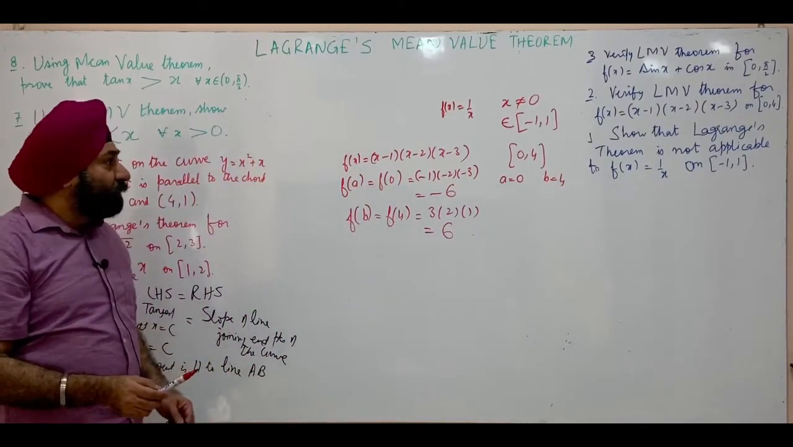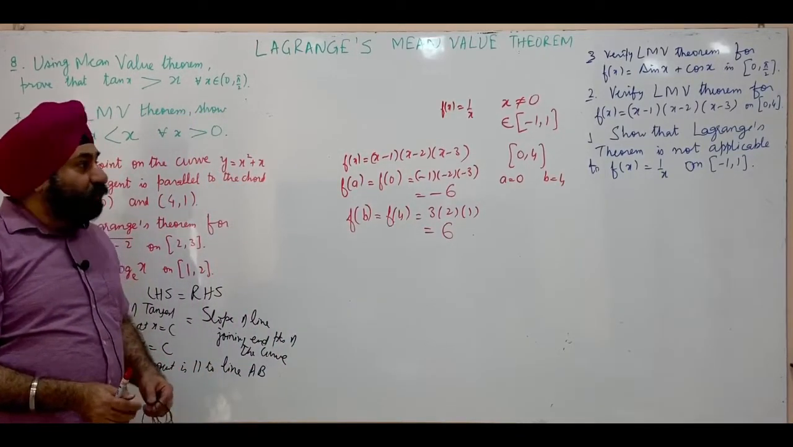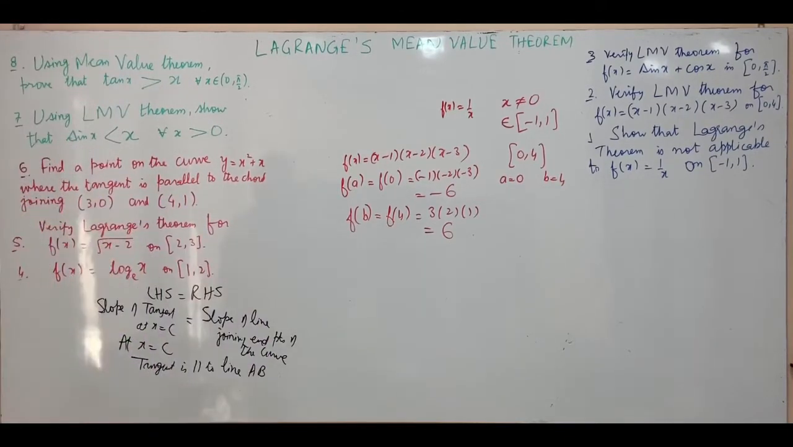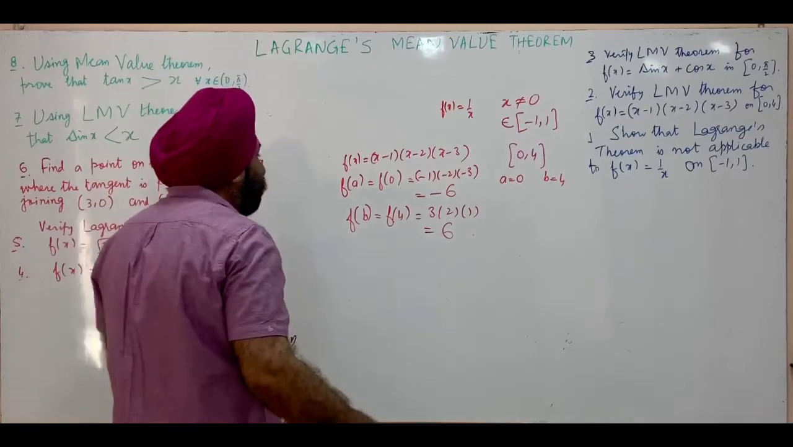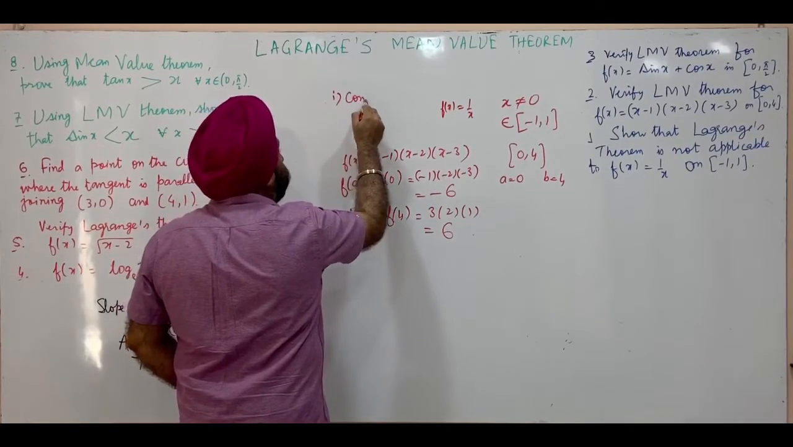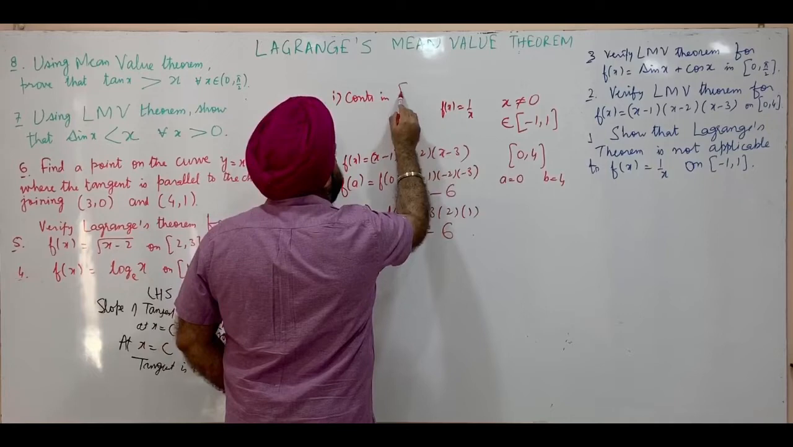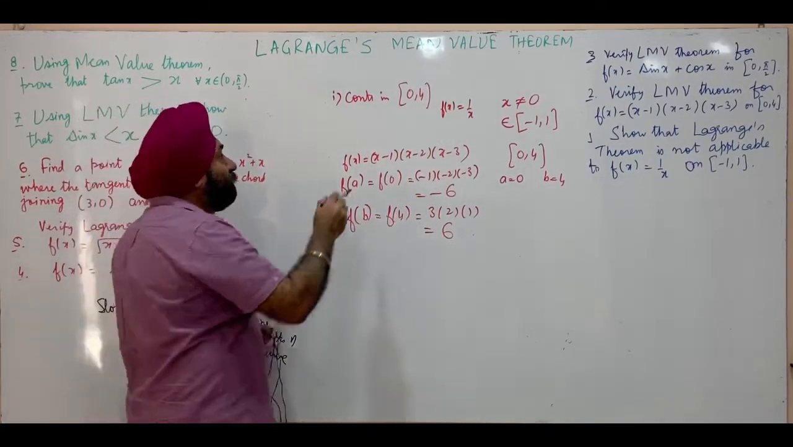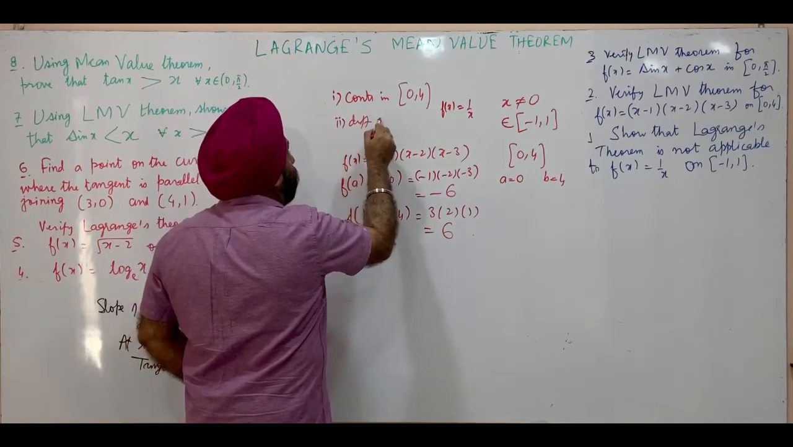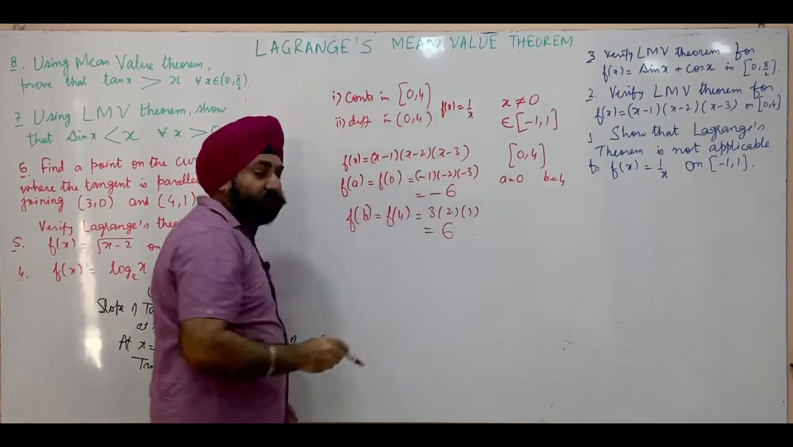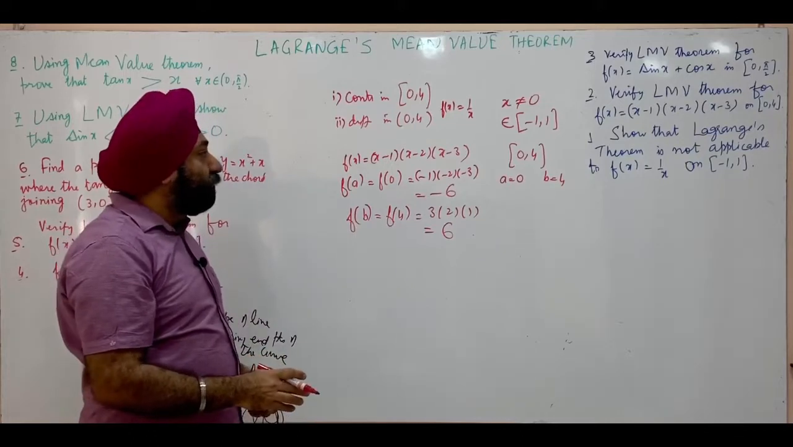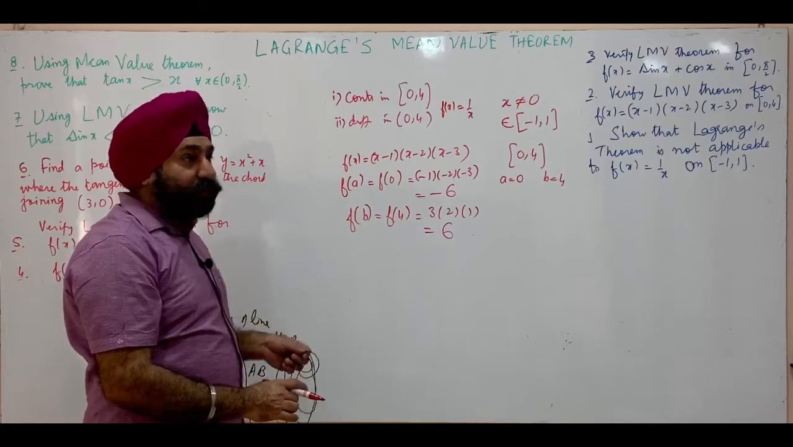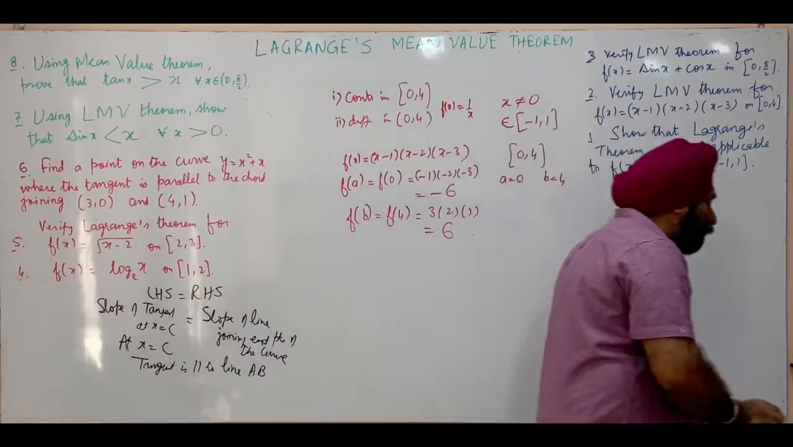So what type of function is f of x? It's a polynomial function, and we know every polynomial function is everywhere continuous and everywhere differentiable. So we'll write in particular f of x is continuous in the closed interval 0 to 4, being a polynomial, and it is differentiable in the open interval 0 to 4. F of x satisfies both the conditions of Lagrange's theorem. Therefore Lagrange's theorem is applicable to the function. Now we have to find out point C.